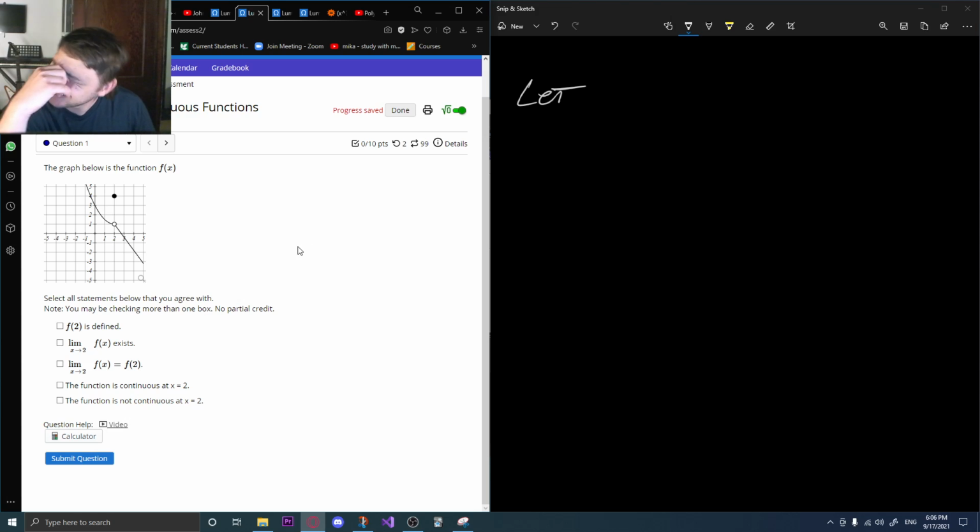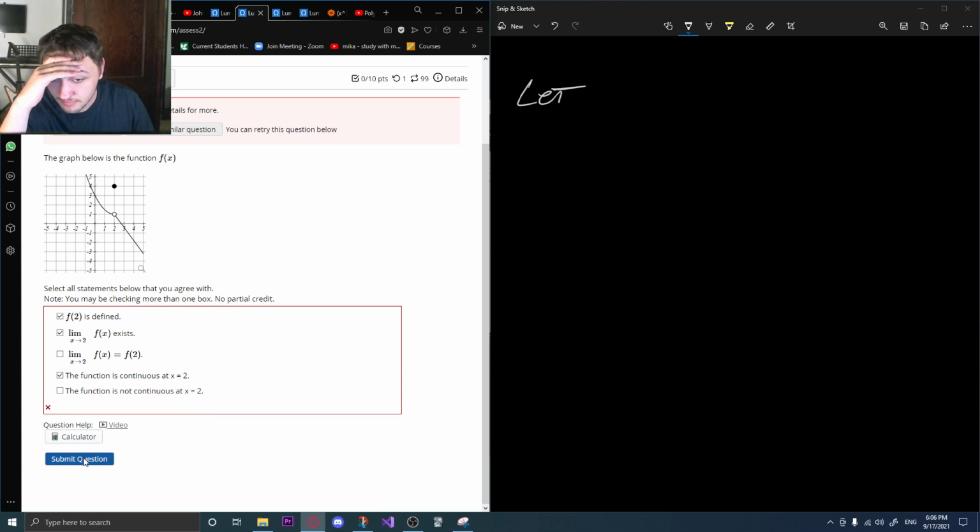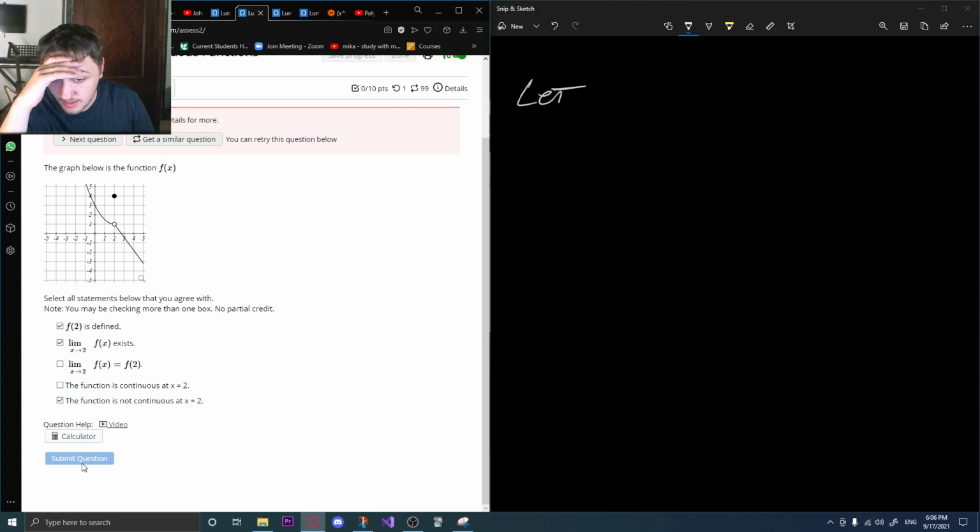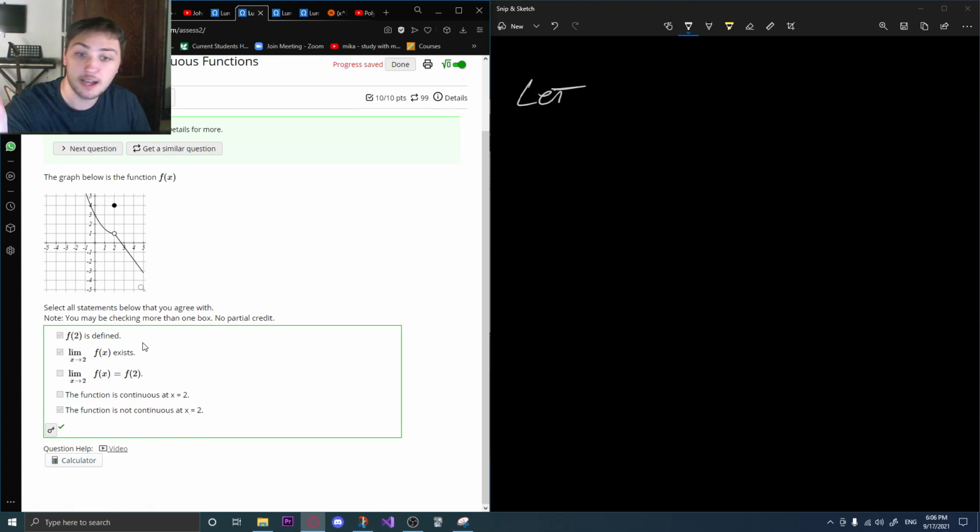Oh man. Well, this is easy for me. So it's defined, and the limit exists. Function isn't. I mean, technically, you don't have to lift the pencil. I don't think you have to lift it, so I'm gonna say, yeah, why not? But it isn't that. Whoops, I meant to say that. Apparently, it's not continuous because there's an open circle.